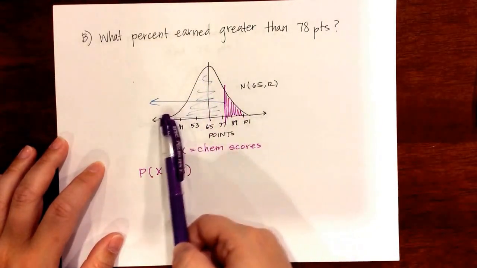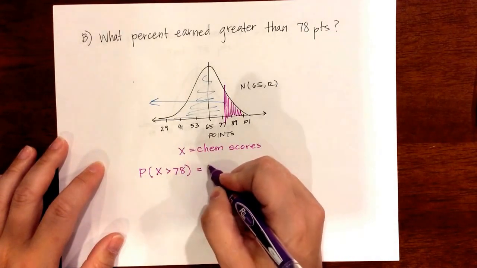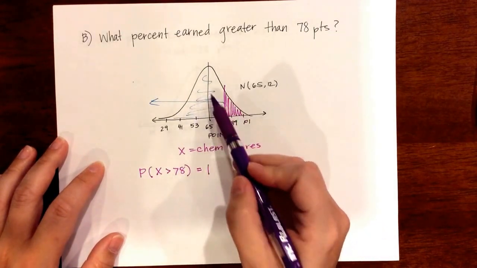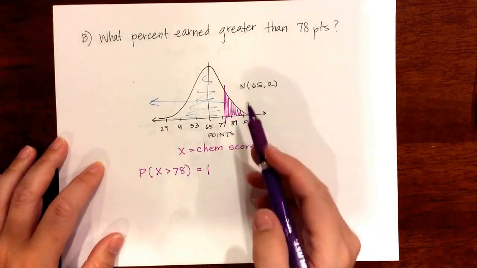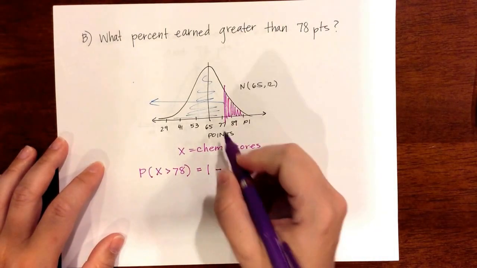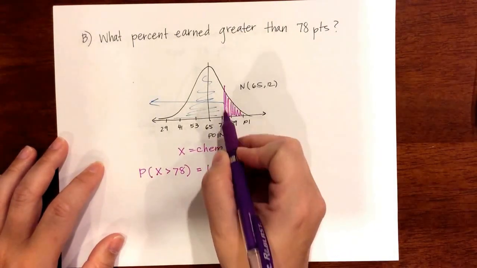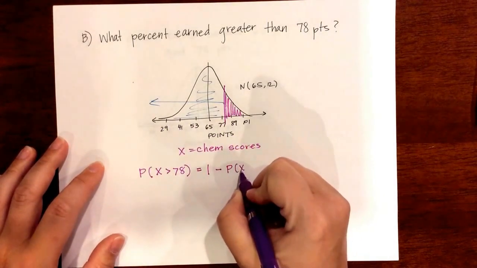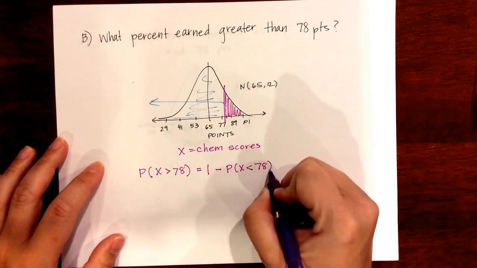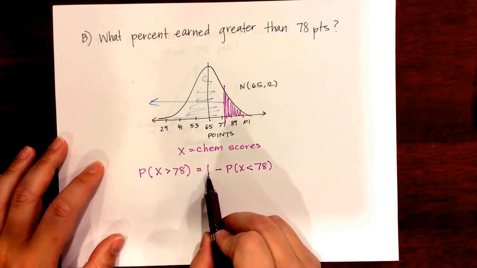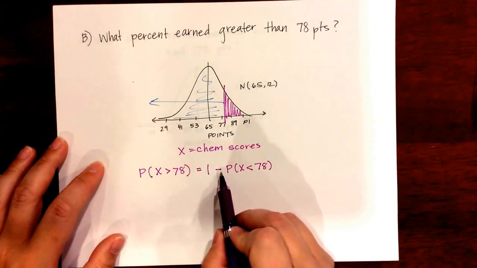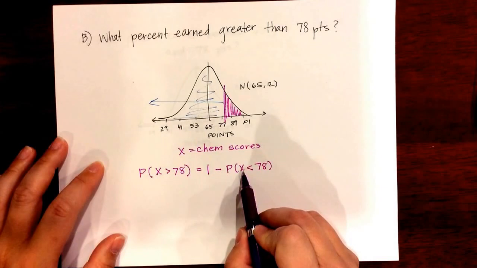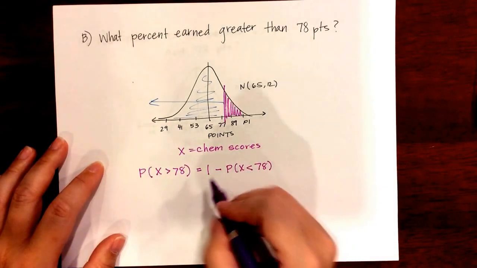Well, the area under the curve is 1. So if I subtract the blue area from 1, it's going to leave me the purple area. The blue area is the value from 78 and lower. So that's why I write it like this. So I'm saying I want to take 1, which is the area under the density curve, minus the probability that the chem score was less than 78.